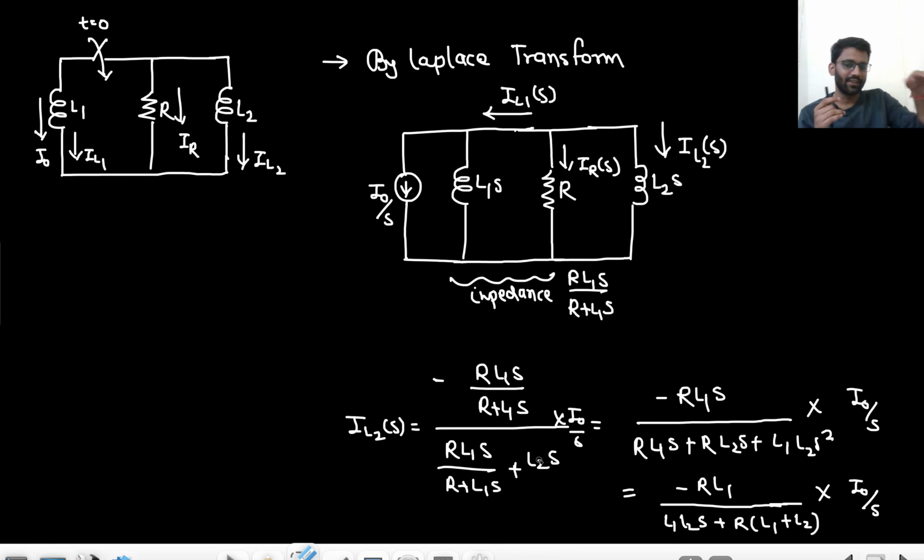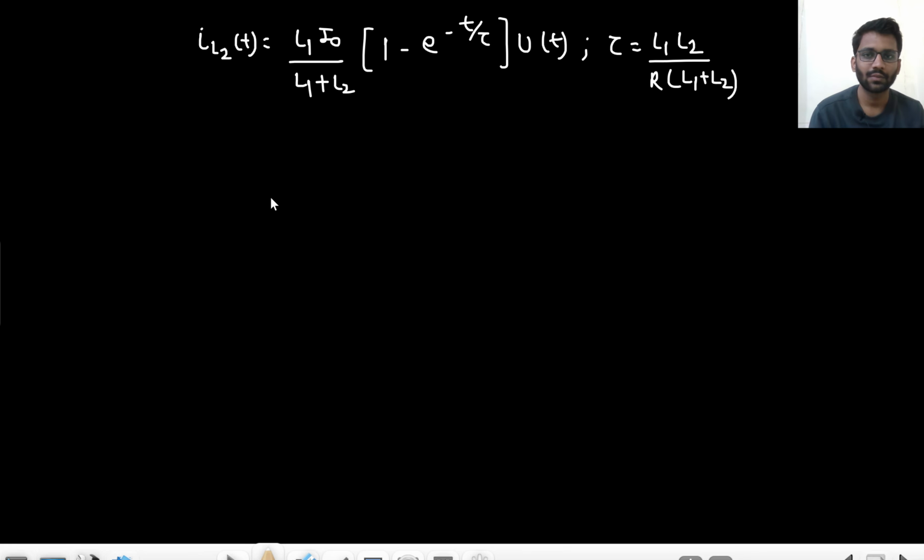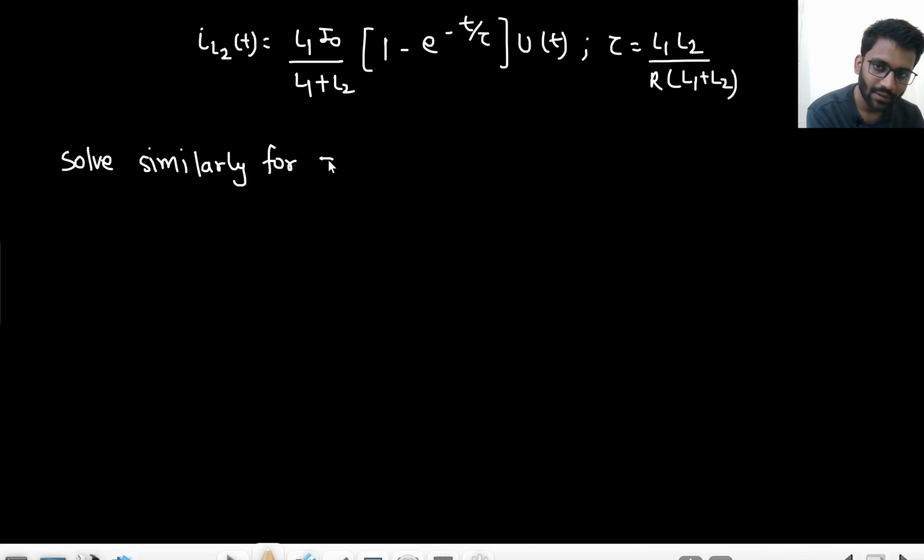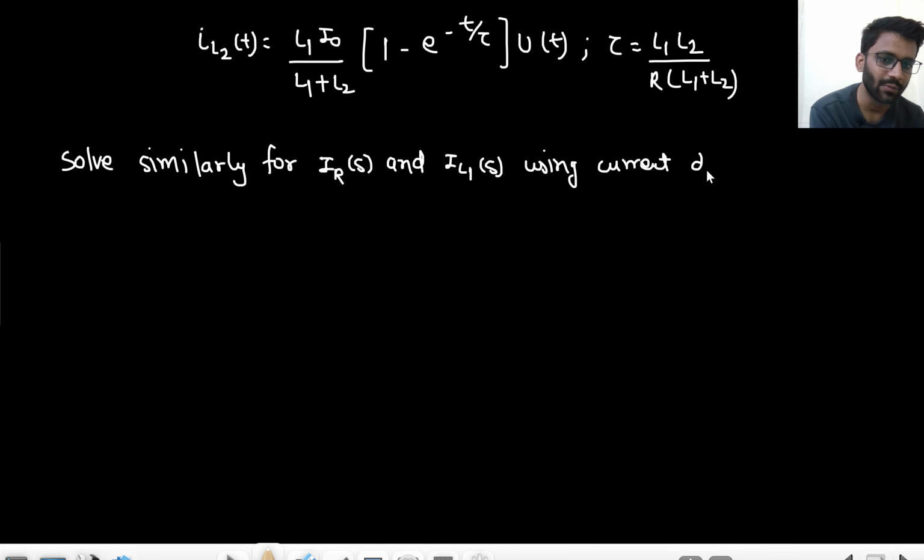Are you getting my point? For IL2, we are dividing I naught by S, and we forgot to multiply it. So I will just pause the video and write down the final answer. This is what we got for IL2. Now you can solve similarly for IRS and IL1S using current division, or any other method you like.